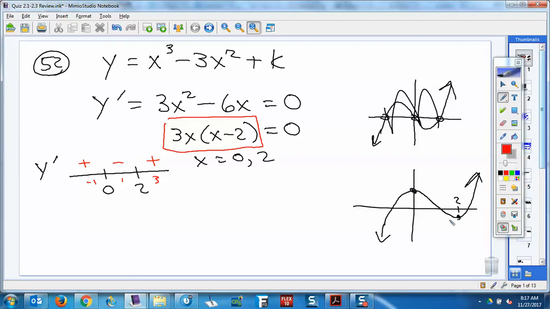Okay, but now let's go to the next part. So the next part is what are the k values? Well, how would I know what this y value is right here? Oh, come on. You're making it way too hard. You act like you haven't been in school for 5 days. Plug into the original, right?